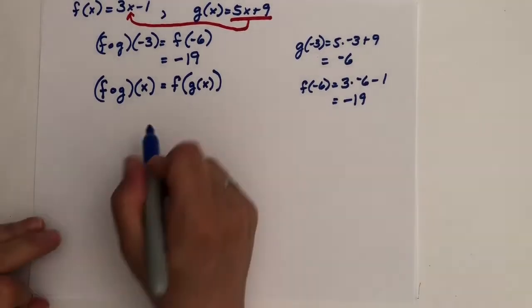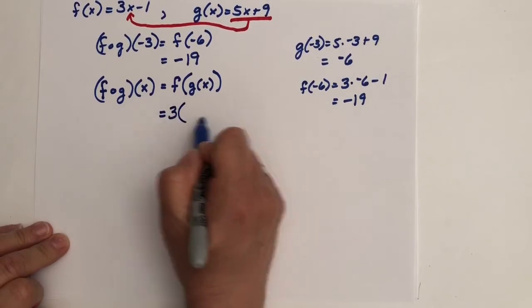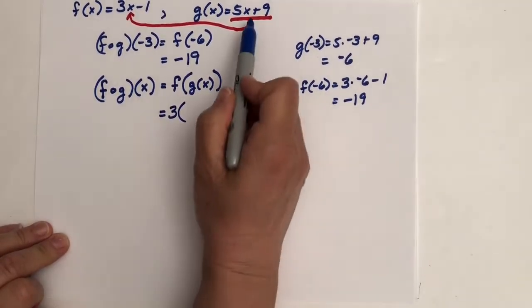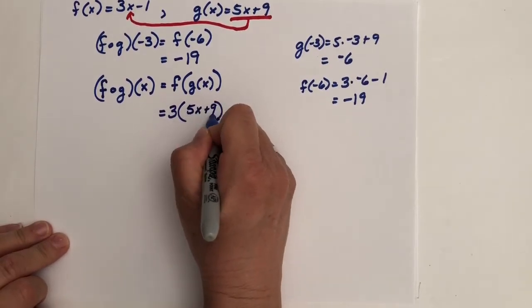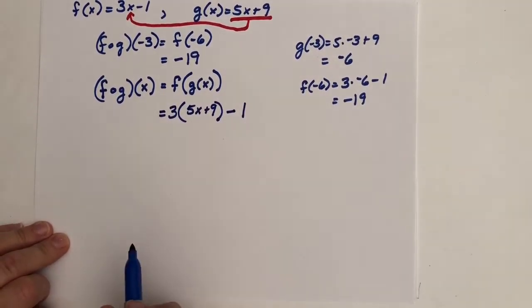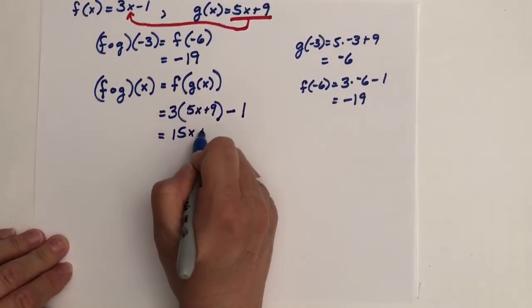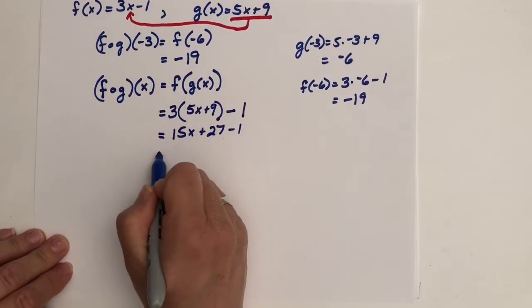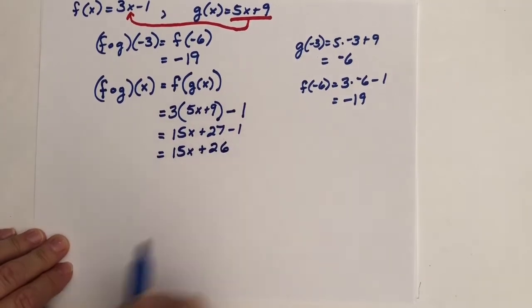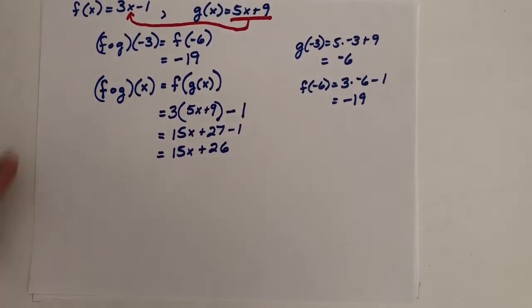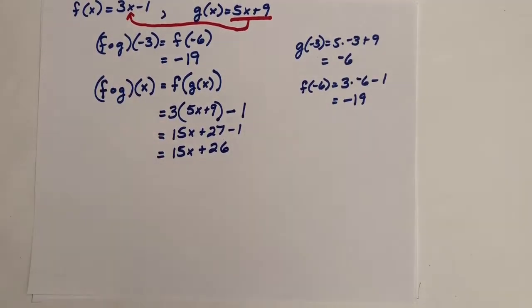So our equation will look like this. 3 times, I'm going to replace the x with the 5x plus 9, and then minus 1. And now we simplify, so we have 15x plus 27 minus 1, and we have 15x plus 26. And we have the composite function, f composed with g of x.